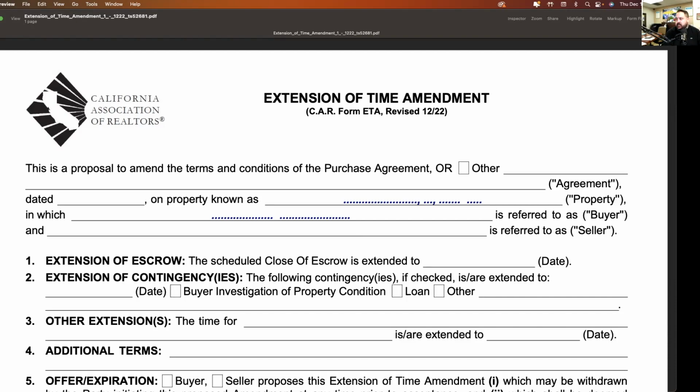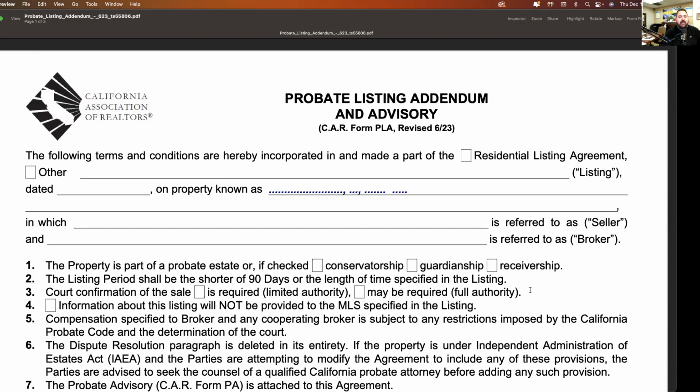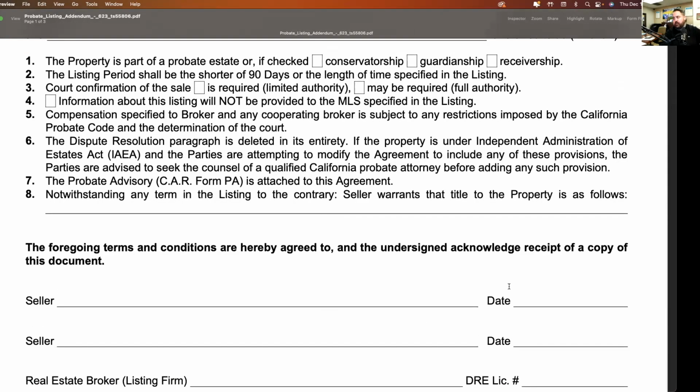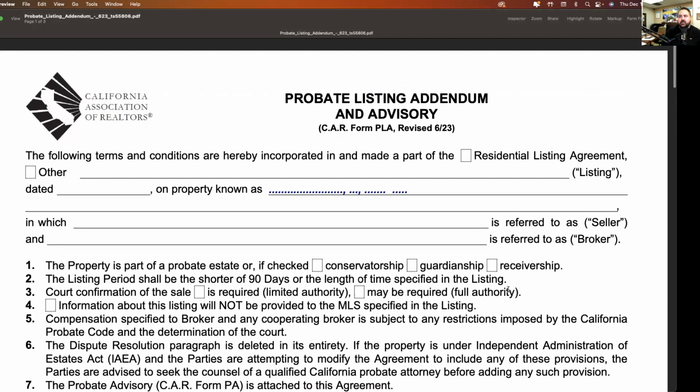All right. The probate listing addendum. Again, quick one. The probate listing addendum is just going to tell whether or not this listing is a conservatorship or guardianship or receivership instead of a probate. If there's a court confirmation required or may be required, information about the listing will be or won't be in the MLS. It's just specific to probates when you have those probate listings and you have them signed. So make sure you're including this probate listing addendum and advisory to your listing agreements.